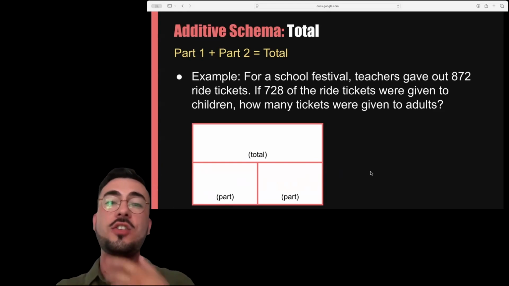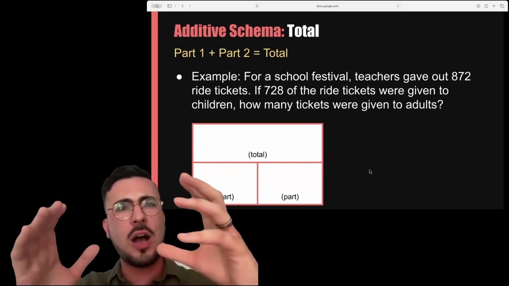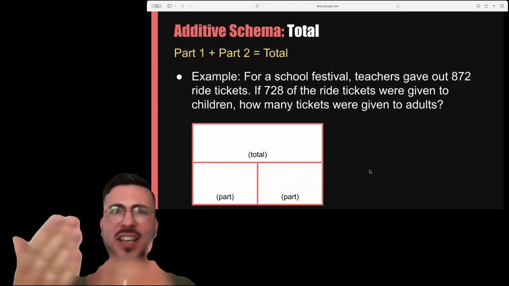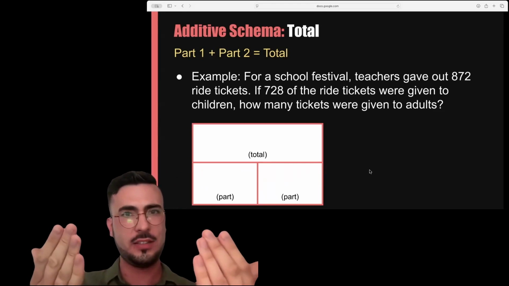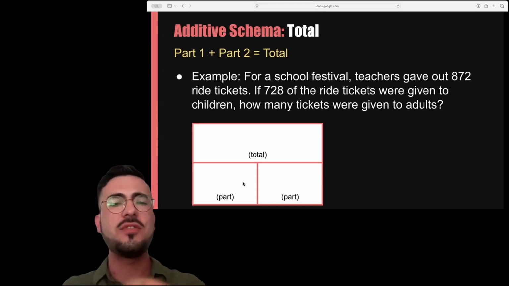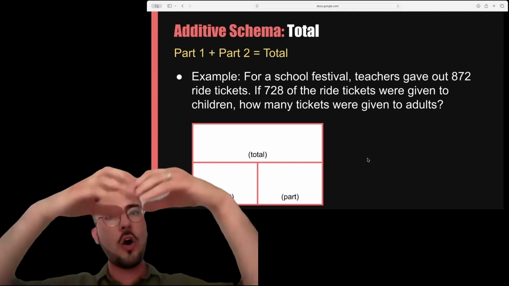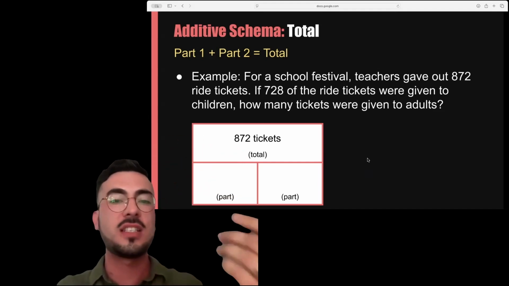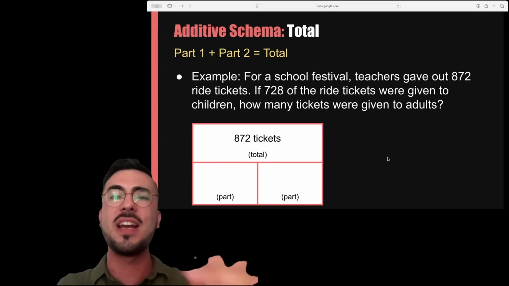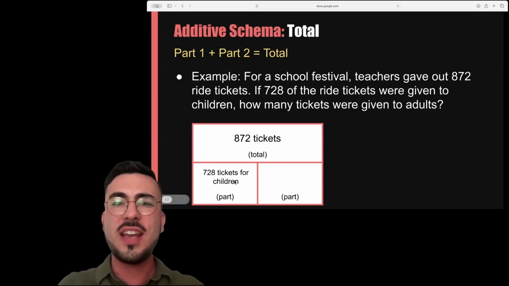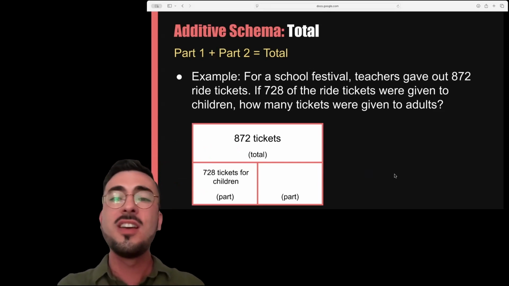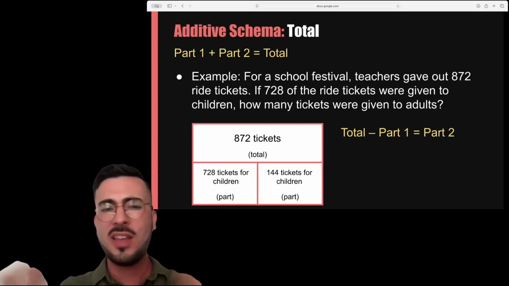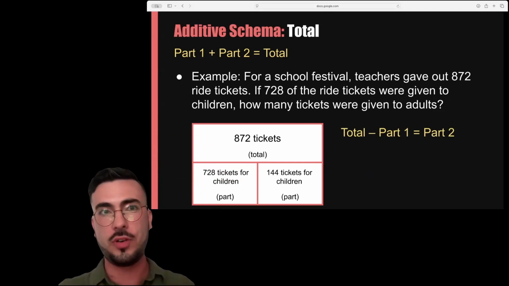So they can start to understand, okay, I see a problem where there's tickets, and there's two kinds of tickets. There's children's tickets and there is adult tickets. So the two kinds of tickets can be the two parts, and all the tickets are the total. So the students can learn, okay, I'm going to slot in 872 tickets as my total. 728 of these tickets were given to children. So I know, oh, I'm going to take my top total minus my bottom part and get how many tickets there are for children, right?